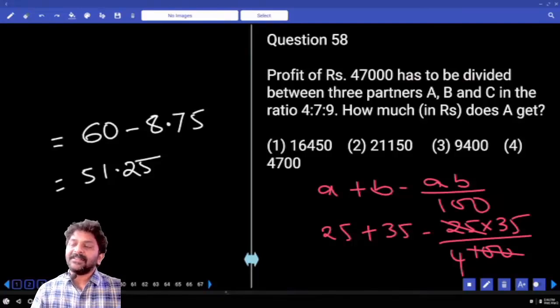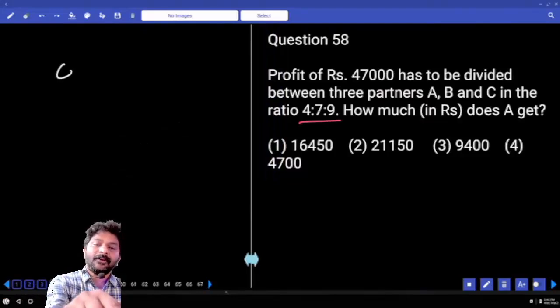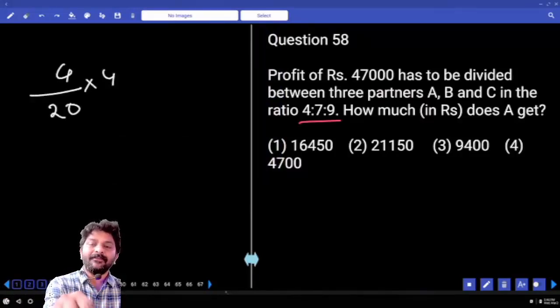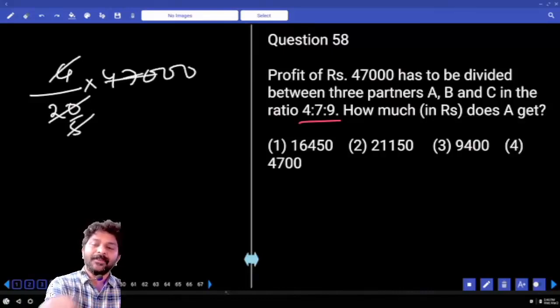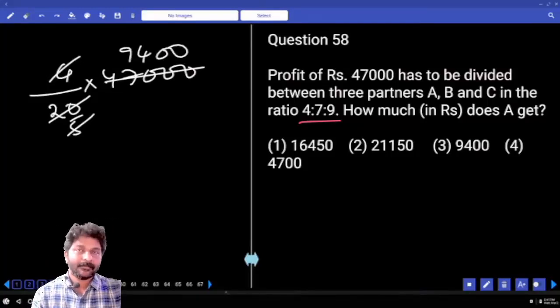Profit of 47,000 has to be divided between three partners A, B, C in the ratio 4:7:9. How much does A get? A gets how many parts? 4 parts out of total 20 parts among 47,000. For 5 times here, 5, 9,400. Okay, now.